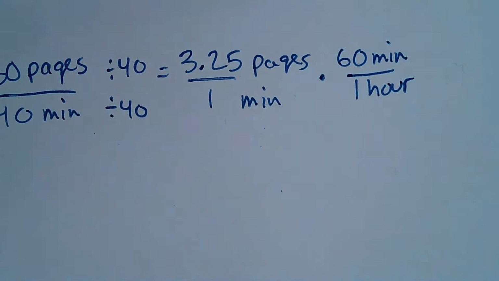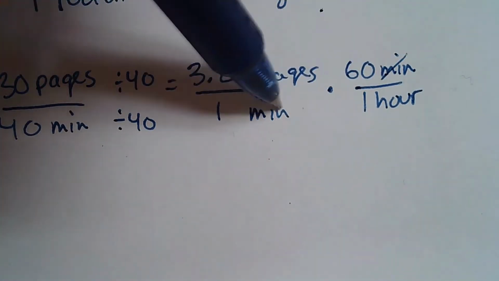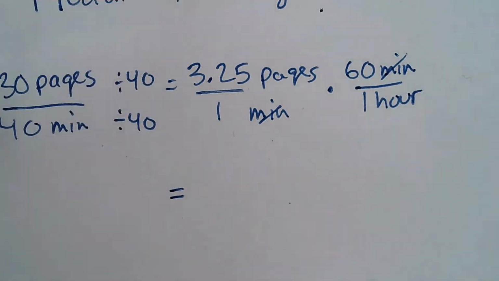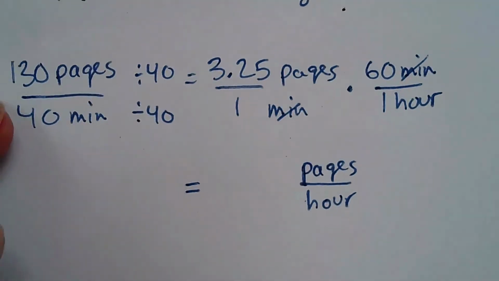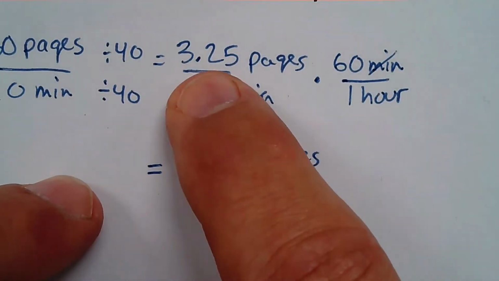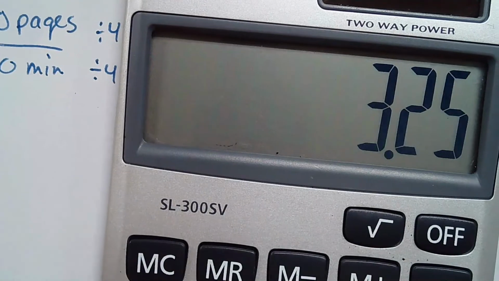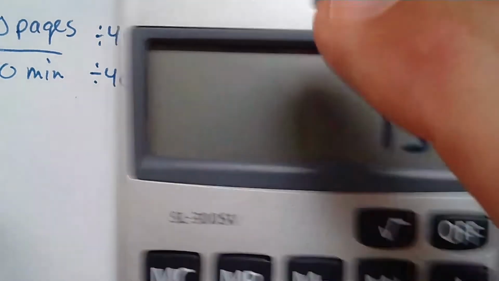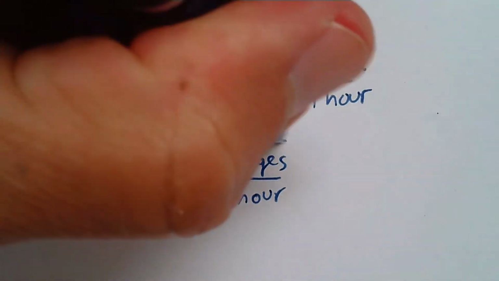And what's kind of cool about this is the minutes can cross cancel right there, leaving you with the unit of pages per hour. See that? Pages per hour, which is exactly what they want in here, the unit rate per hour. And so we simply take 3.25 times 60, and that's 195. That's 195 pages per hour. I'll box that.